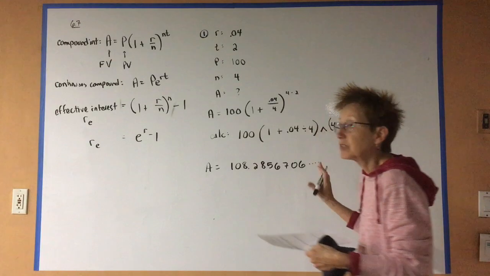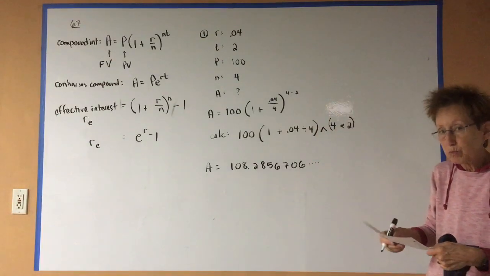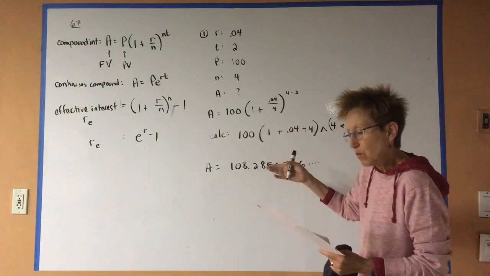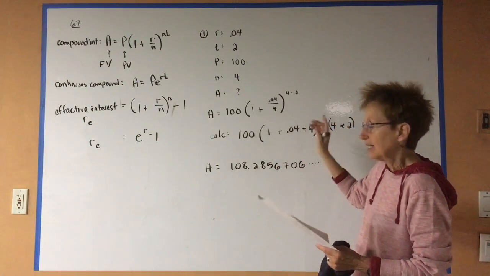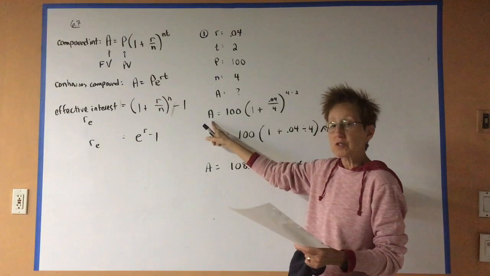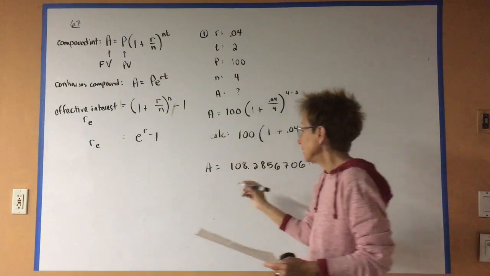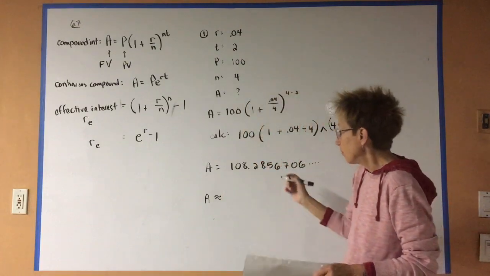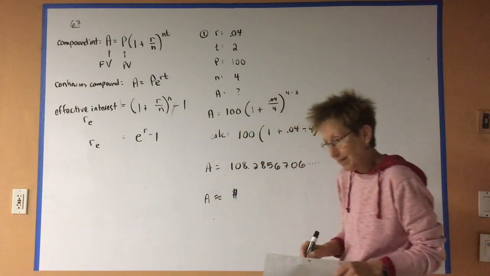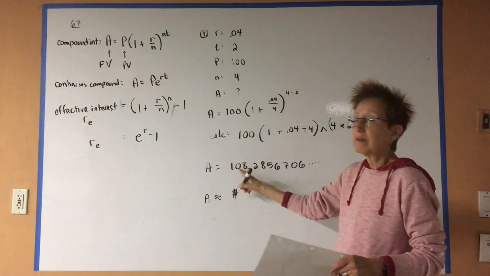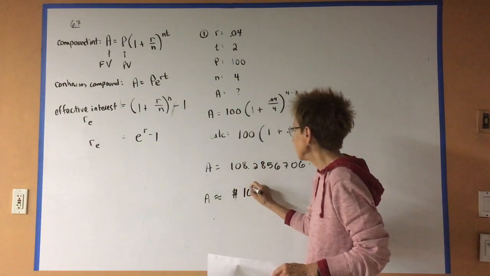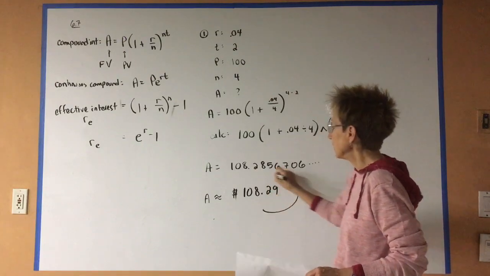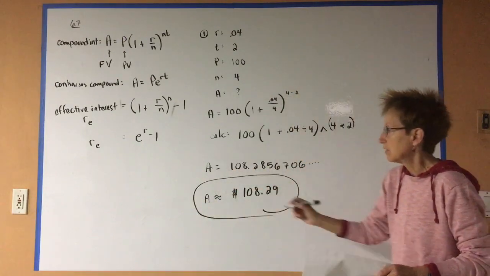2856706. It keeps going, but my screen didn't have any more room available. So this is what A is, and what is A representing? It's representing future value. So this is money, which means that my future value is going to be approximately, I'm going to put in a dollar sign, and since it's money, I'm going to round it appropriately for money, so I'm going to say $108.29 is approximately what that future value is going to be.